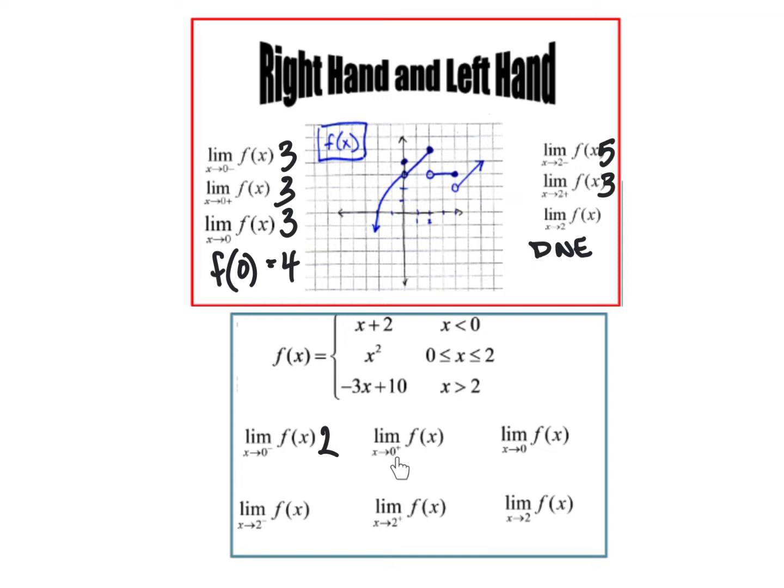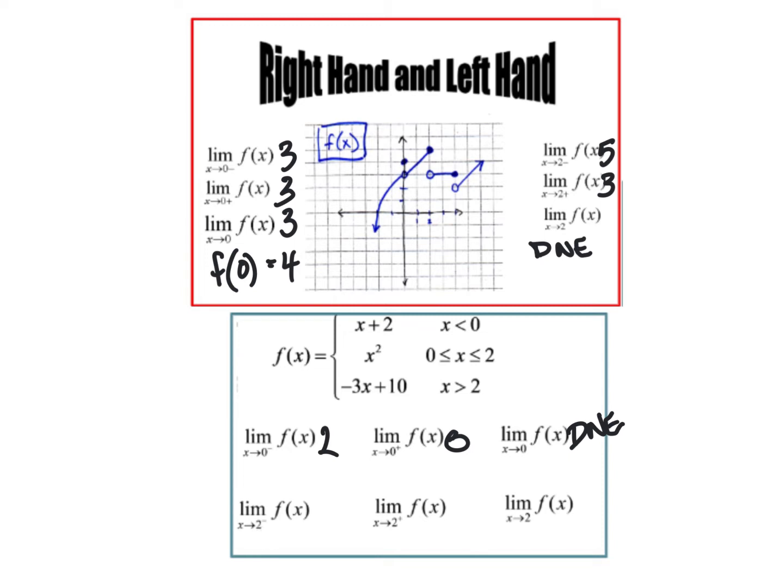Now, 0 from the positive side. So again, now we find the one that's to the right or positive side of 0. So x squared, we plug 0 in here. So 0 squared is 0. So the limit at 0 does not exist because on the negative side it's approaching 2, and on the positive side it's approaching 0.